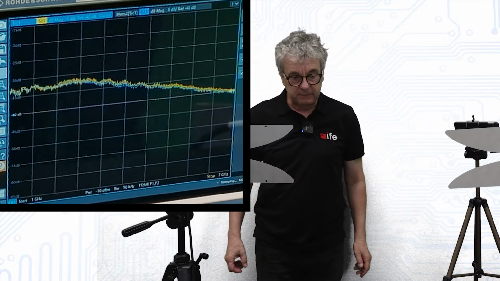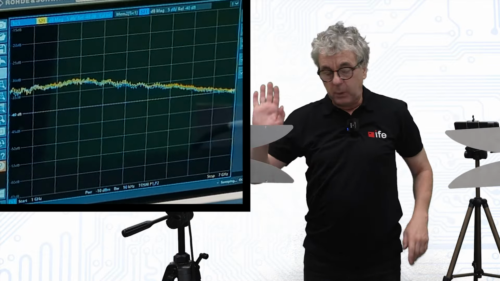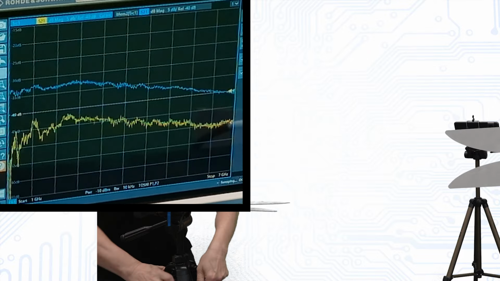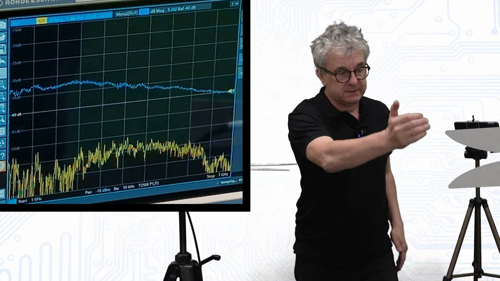Okay, now let's come to another part. Now the antennas see each other because the polarization is the same. Let's flip one antenna by 90 degrees. Okay, now the antennas are cross-polarized. This is horizontal, this is vertical, so the electric field from here cannot be seen by this antenna.